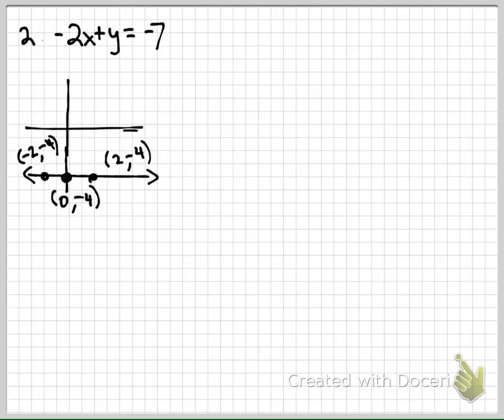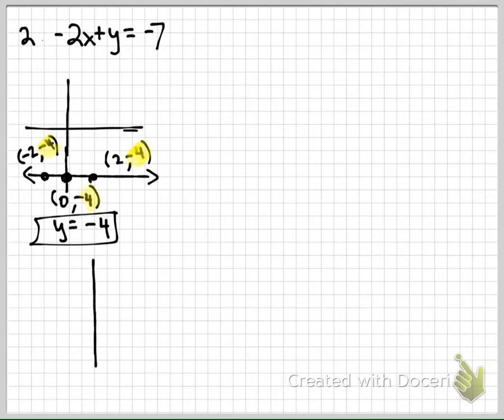If you notice the commonality between all these three, your y is always negative 4, meaning that since it's a horizontal line, your equation will just be y is equal to negative 4. And that is your answer, because no matter what value you plug in for x, your y will always, always, always be negative 4.